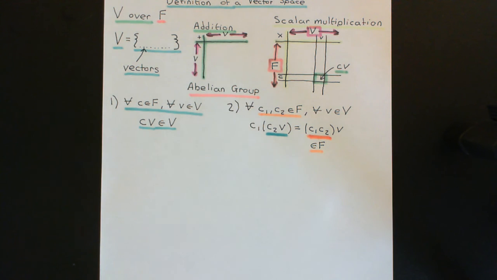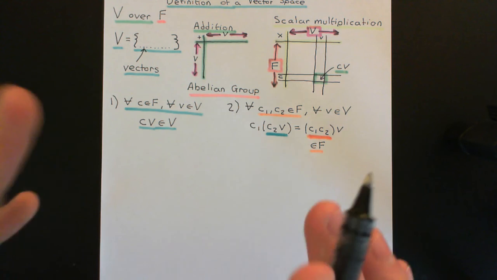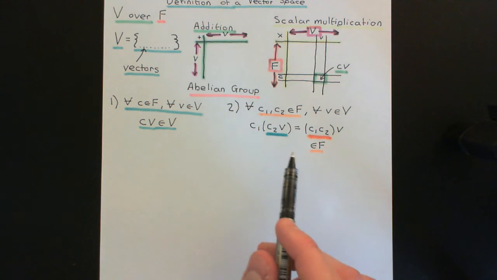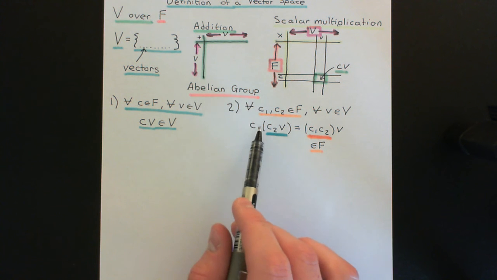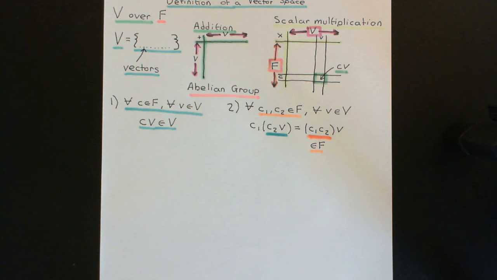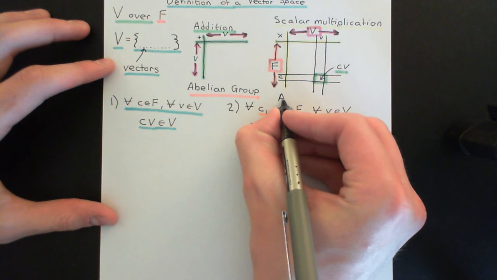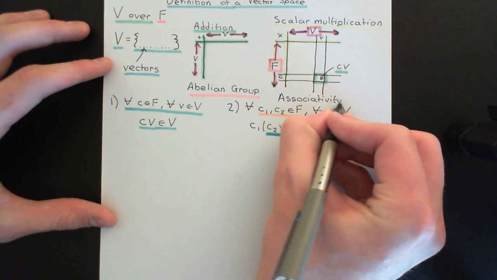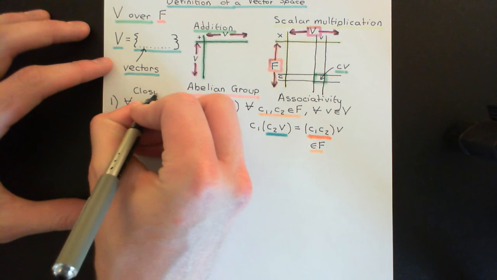And what this axiom number 2 says is that both of those ways of doing things must give the exact same answer. What we would call this property is associativity. We say that scalar multiplication must associate with multiplication in the field, or must be associative with multiplication in the field. So that's axiom number 2 then, and I'll give these axioms names. So this is associativity here, and this first axiom over here was closure.